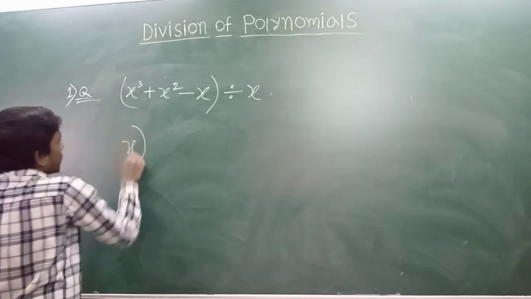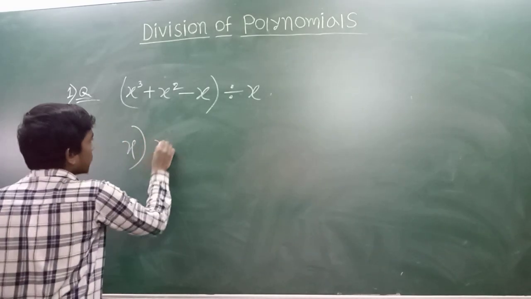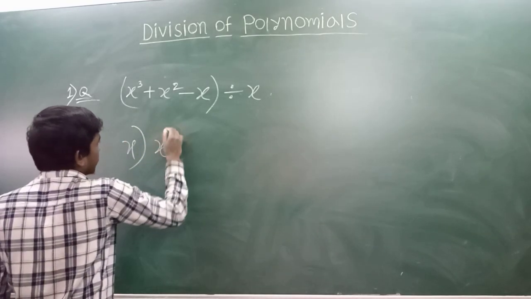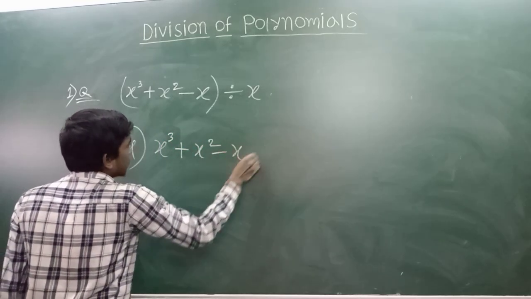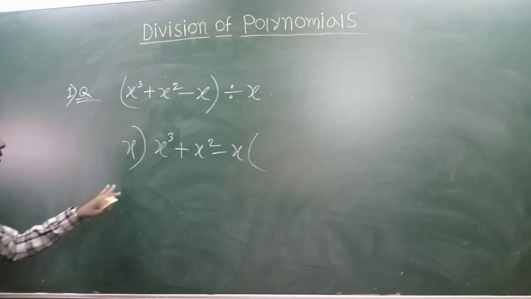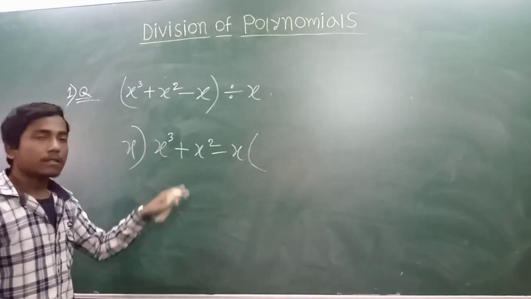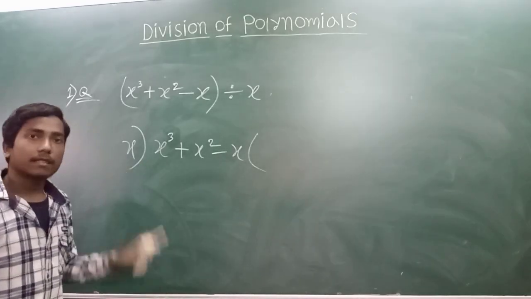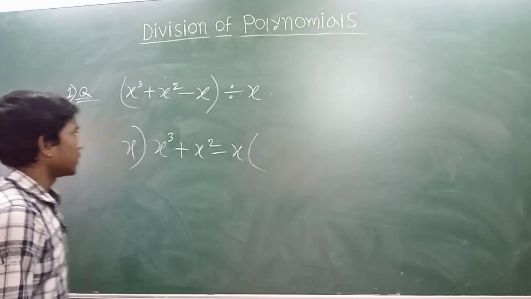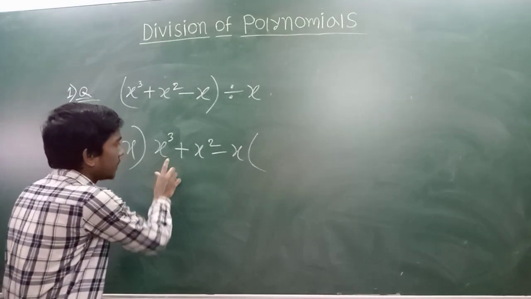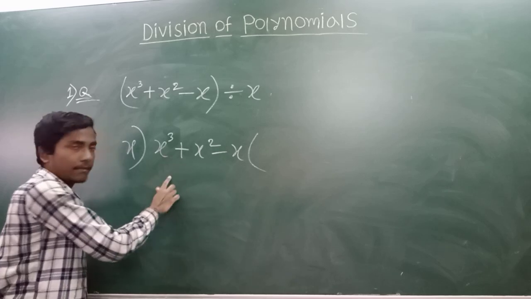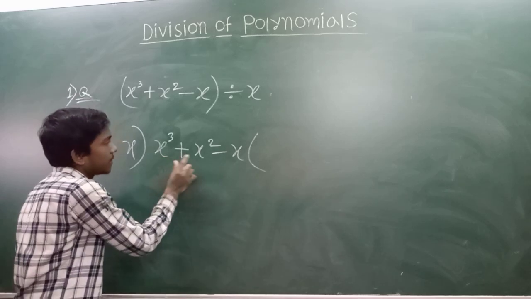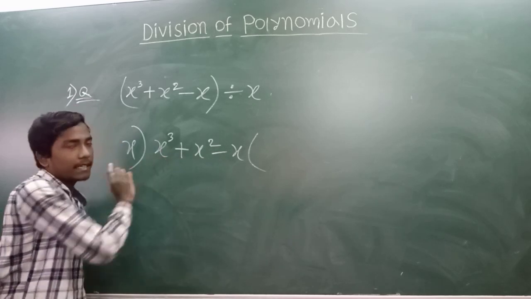We will take here the divisor and we will write here the dividend, x cubed plus x squared minus x. Okay students, so the numerator consists of three terms and the denominator consists of one term. Now we will take each of the terms in the dividend and divide it by x.